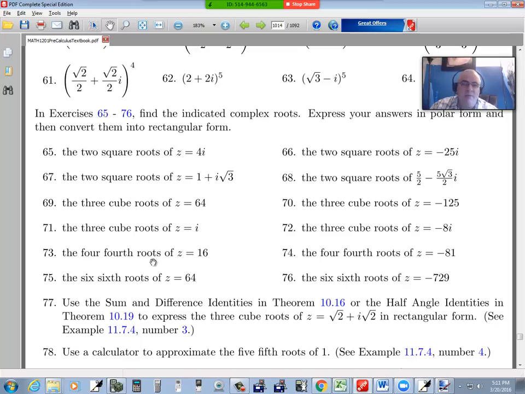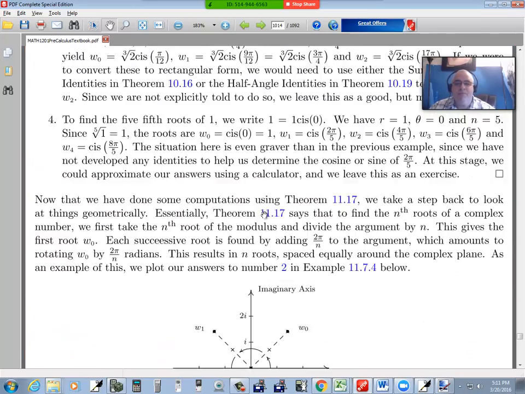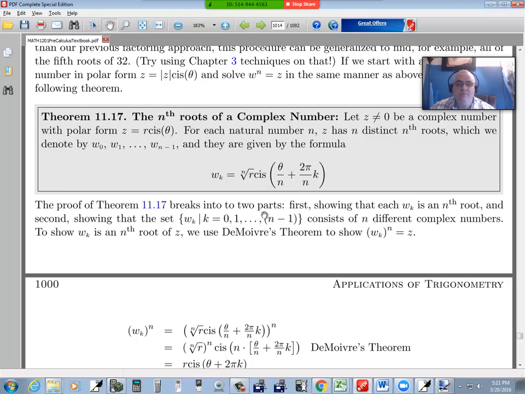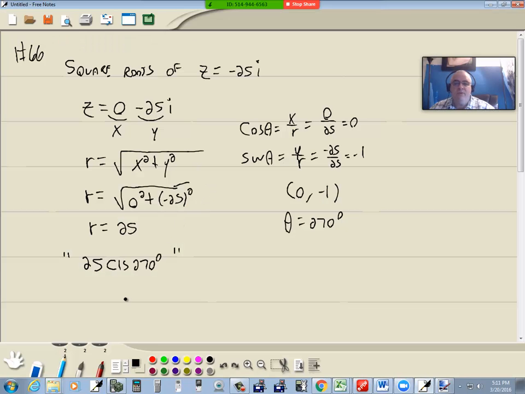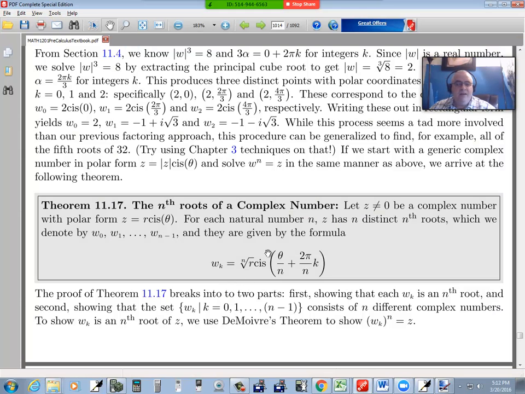And again, I don't have this formula memorized, so let me go look at it. Here it is. Now, the nth root. So n is how many roots you have. And we said we have the square root, so n is 2. Then it says that you want to go from w sub 0 up through w sub n minus 1. N was 2, so that's 2 minus 1, so we're going to have w sub 0 and w sub 1.